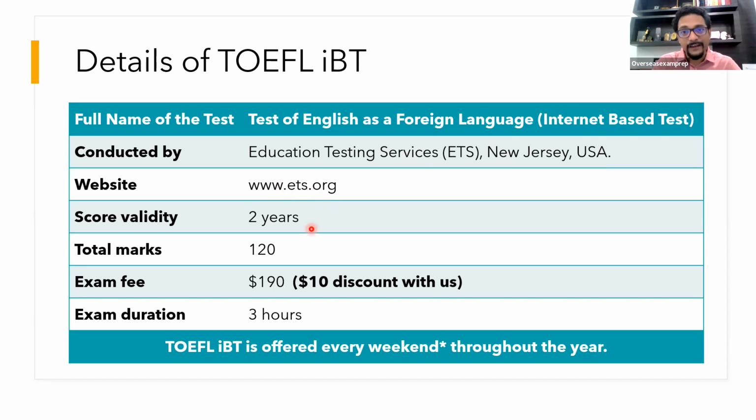And the score validity of the TOEFL is 2 years, obviously, because it's a language proficiency test. You get a total of 120 marks in the TOEFL, out of which, like I said, for a good scholarship scheme, you need a minimum of 105 plus, right? The current exam fee is $190. But then if you register with us, you get a flat $10 discount on that, right? So this exam fee has to be paid through ets.org.